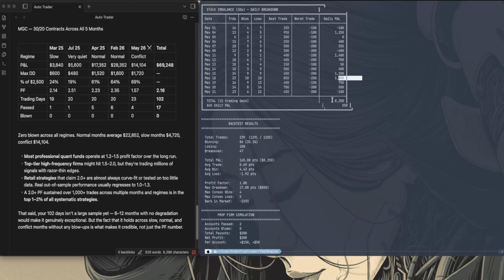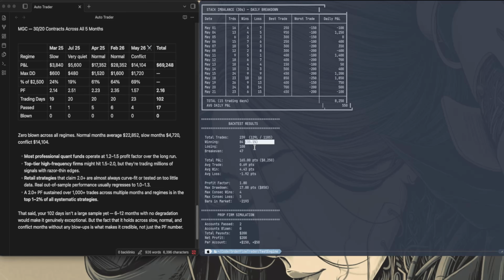That's all the data I have. And then it was $88,250. Okay. The average daily P&L was $550. That's the average. Total trades was 239 trades. It was only a 35% winning. Okay, 35% win. That's really low.